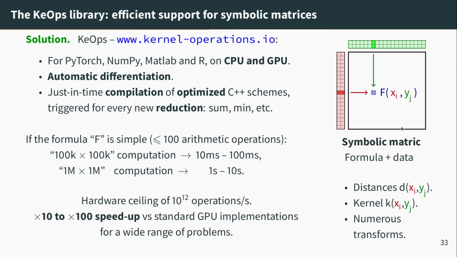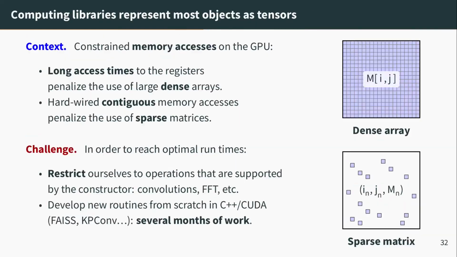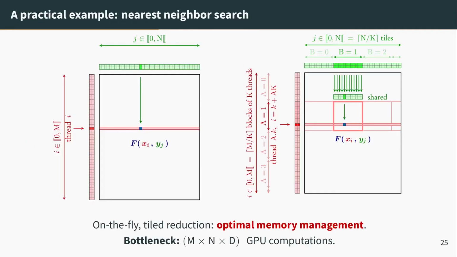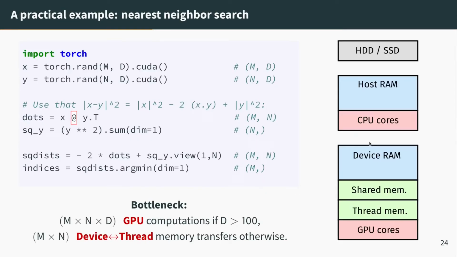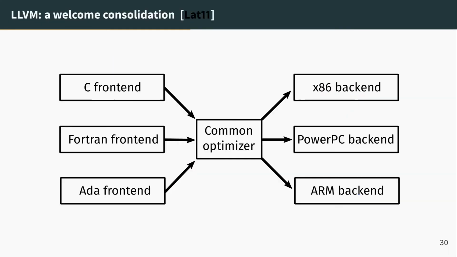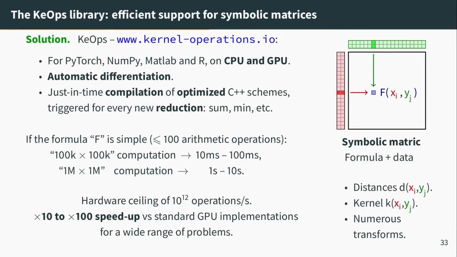Okay, and the idea of KeOps is that we're going to leverage this computational structure to speed things up by implementing those optimal schemes instead of those ones. Okay. So in practice, okay, KeOps, it's packaged as an extension for PyTorch, NumPy, MATLAB, and R, both on CPU and GPU, fully supports automatic differentiation.